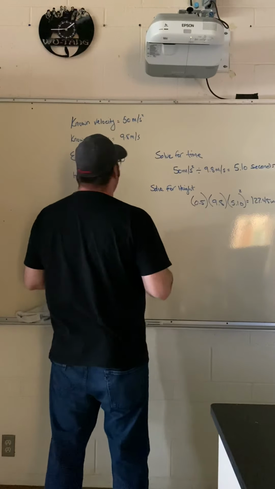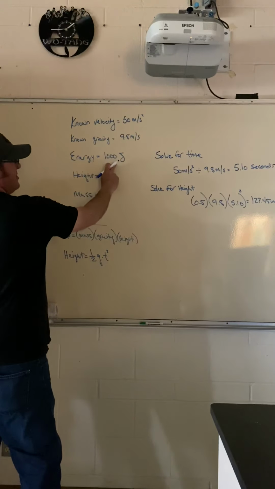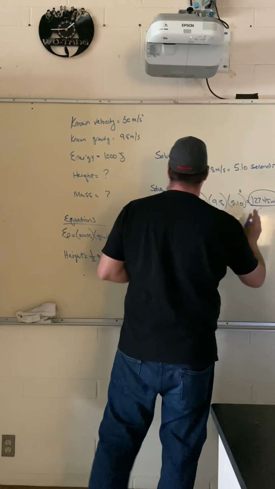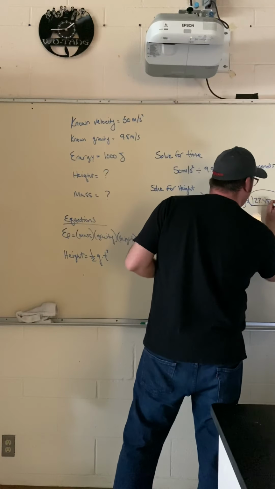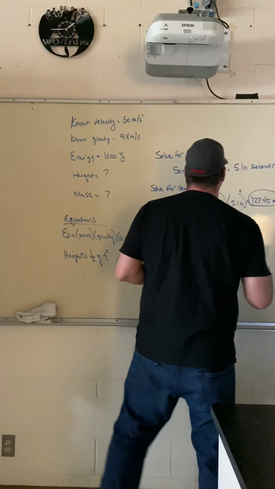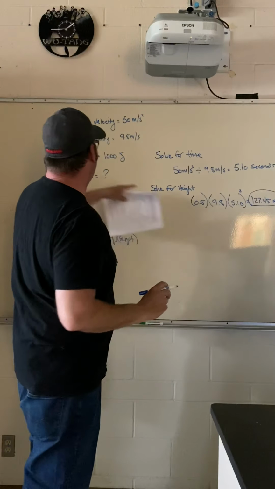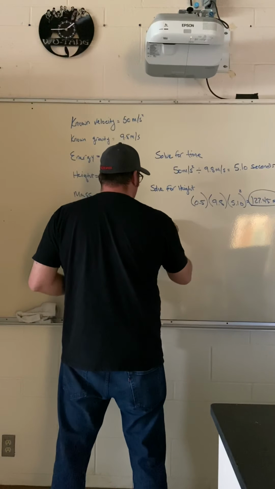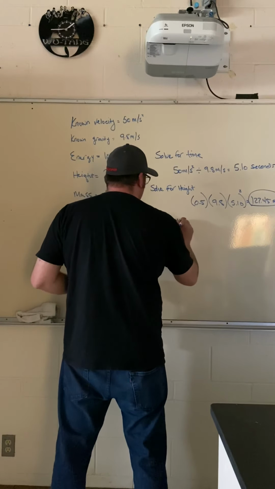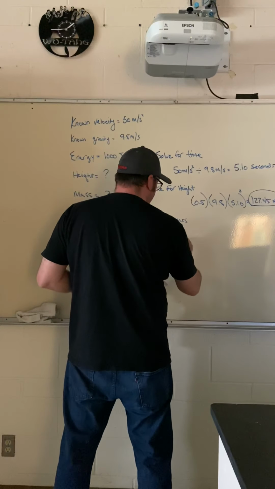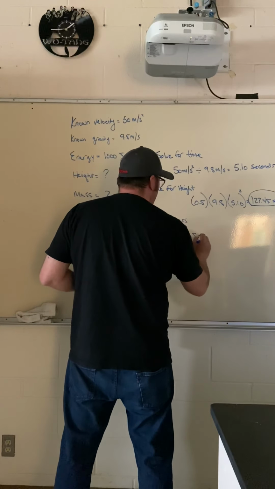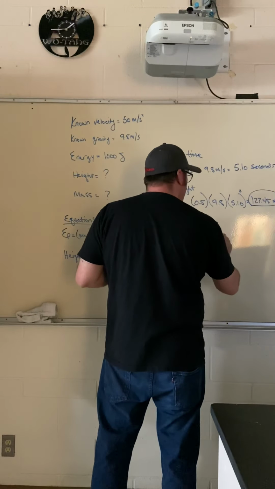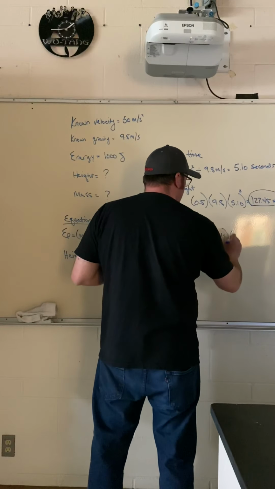Now I have to solve for my mass. I'm given 1,000 joules, so I'll set this up for the unknown. So I want to solve for mass. I'm going to have 1,000 joules is equal to 127.45 times 9.8 times x.